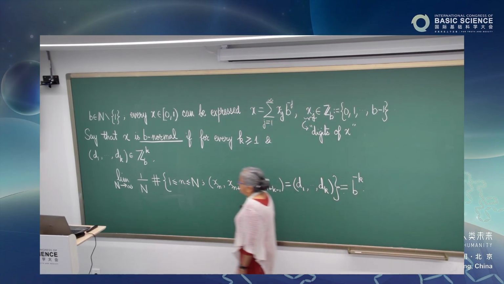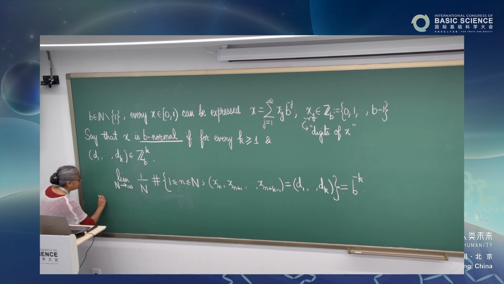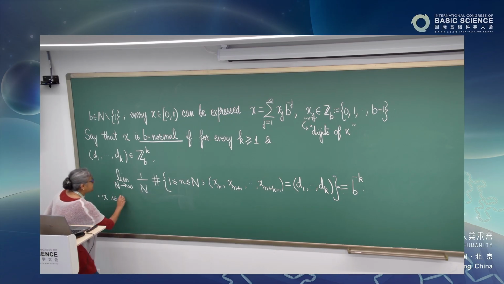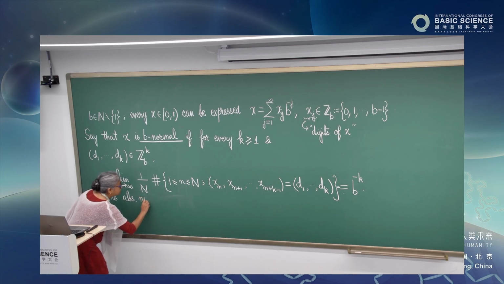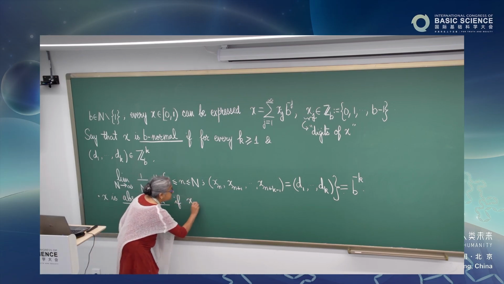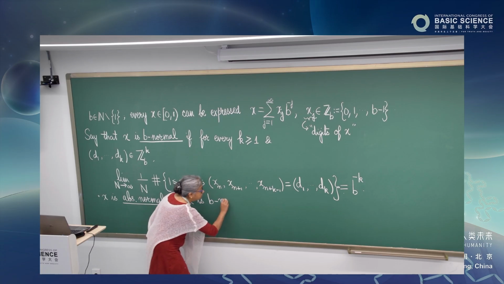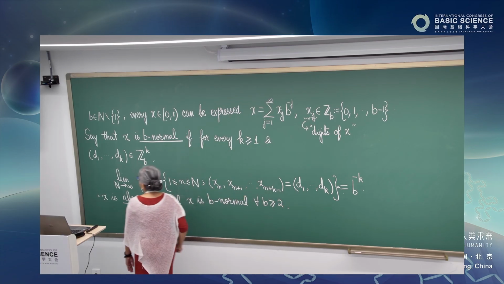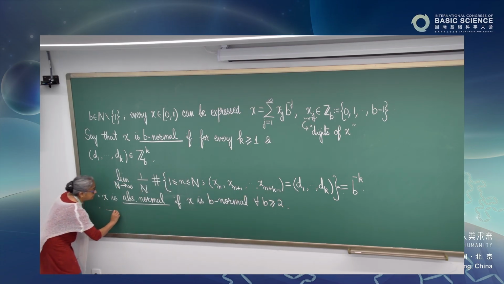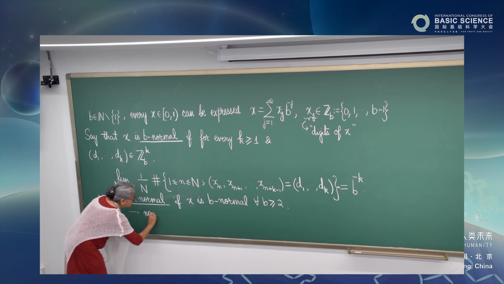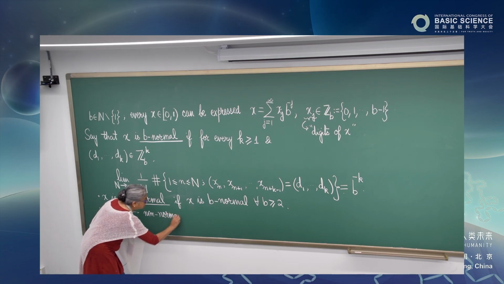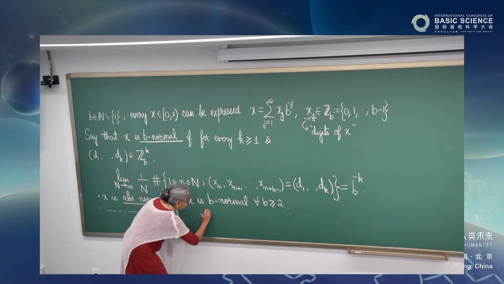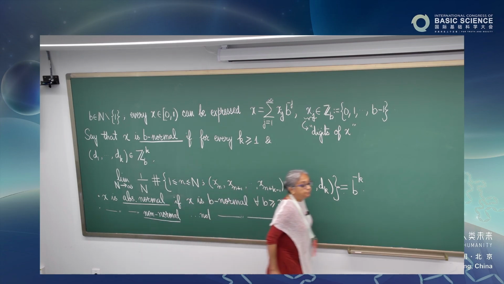Now we are going to say that x is absolutely normal if x is b-normal for all b, and we are going to say that x is absolutely non-normal if it is not b-normal for any b.